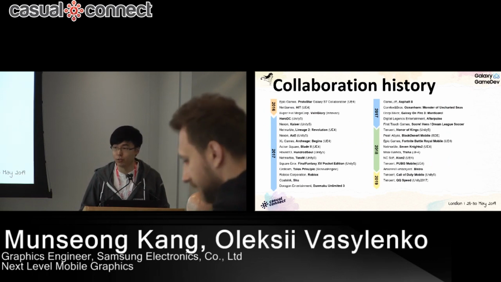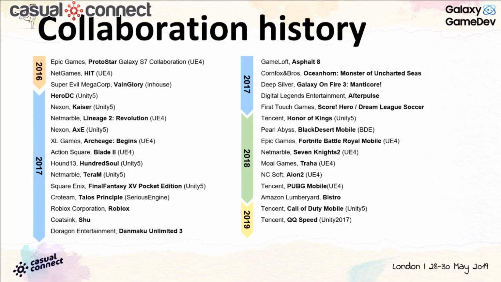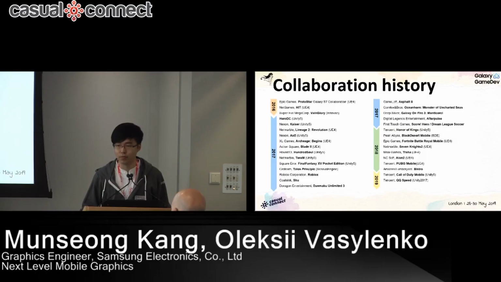This is our collaboration history. When we prepared to launch Galaxy S7, it was the first Android device that supports Vulkan. We collaborated with Epic Games to make a Vulkan demo. And last year, we worked with Epic Games again when we prepared to launch Galaxy Note 9. We supported them to port the Android version of Fortnite. Like this, we try to spread Vulkan to the market to give a better experience to mobile game users.